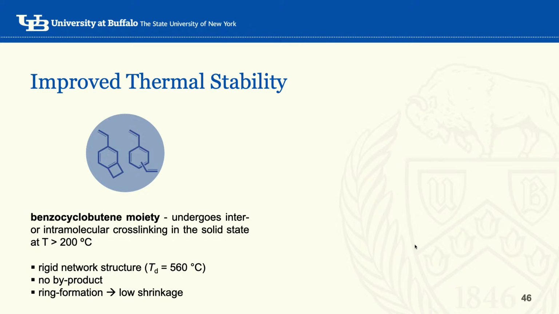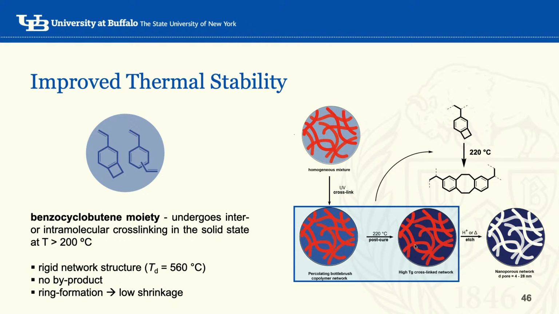So we've used a different system. Instead of styrene, we use this benzocyclobutene styrene, and this is a very interesting system. At room temperature, up to 200 degrees, nothing happens to this group. So you can polymerize this double bond just like before, but above 200 degrees, this cyclobutane ring opens to create a diradical, which then cross-links. Right? So this is a further cross-linking step.